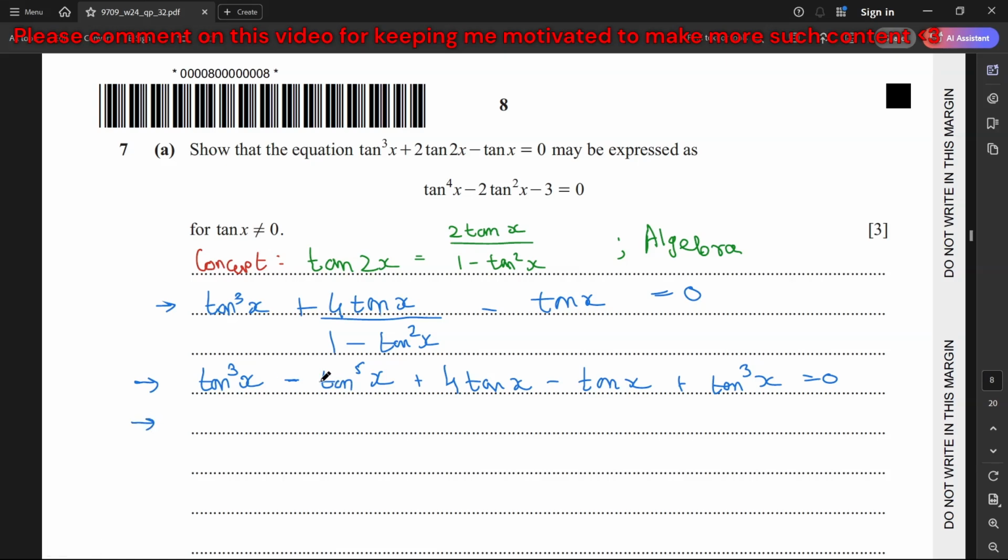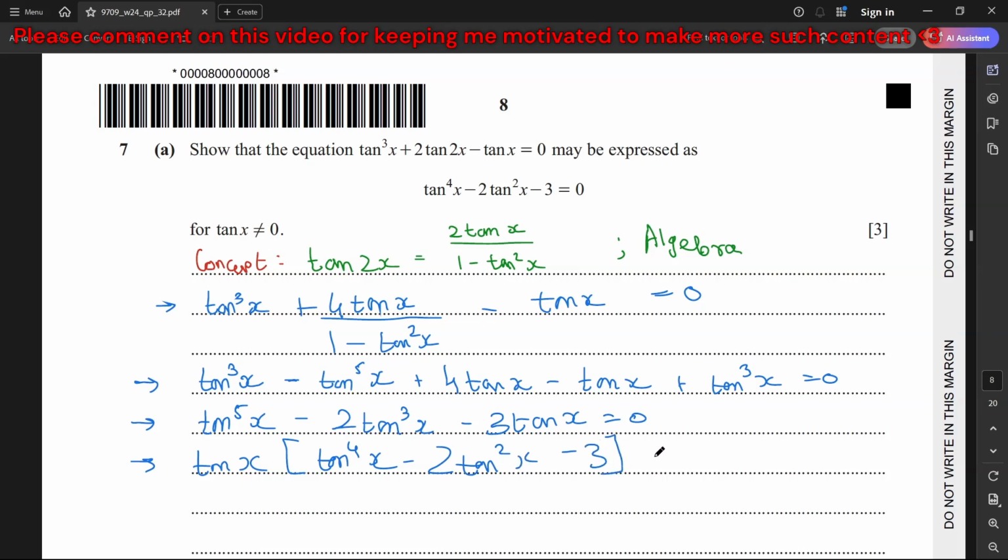Now taking everything to the right hand side, because I want the main power to be positive, and I can see that everywhere tan is common, so I can take the common factor out. So everything on the right hand side first of all is going to become tan power of 5x. Then this is 2 tan cube x, so on the right hand side it's going to become minus 2 tan cube x. And then 4 tan x minus tan x is going to become 3 tan x. So on the right hand side, it's going to become minus 3 tan x. And now take the tan x as the common factor. So you're left with tan power of 4x minus 2 tan square x minus 3 is equal to 0.